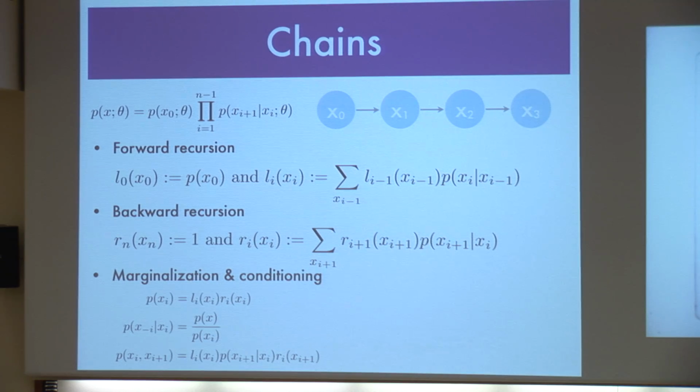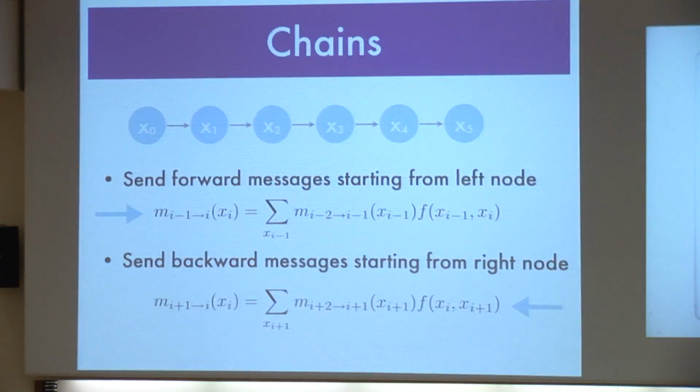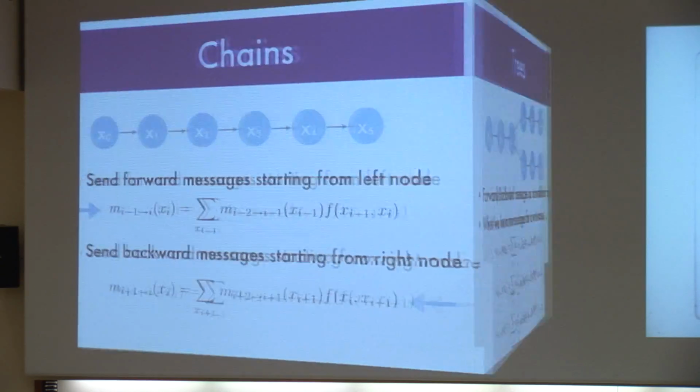Now, let's just write this in terms of message passing. So I'm sending a message forward. The message going from the left to the right, so from i minus 1 to i, is just what I got with the previous message times some coupling function. Likewise, the message going from the right. So this doesn't change algorithmically at all. I've just rewritten things. The reason why I've rewritten things is because we now can use this for trees.